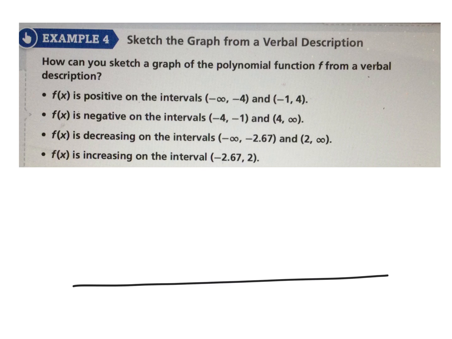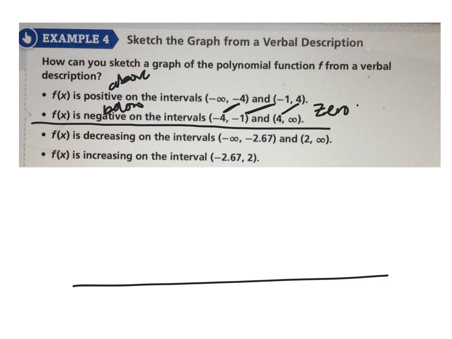All right, the last thing we're going to talk about is how to sketch a graph from a verbal description. So if you will pause the video and make sure you write down these different factors. The first thing I notice is that they've given me intervals of positive and negative. Remember, positive is going to be above the x-axis, and negative is going to be below. And I notice that there are these points, -4, -1, and 4, where things are neither positive nor negative, which means those are my zeros. So I have zeros at -4, -1, and 4. So I'm going to plot those on my x-axis.